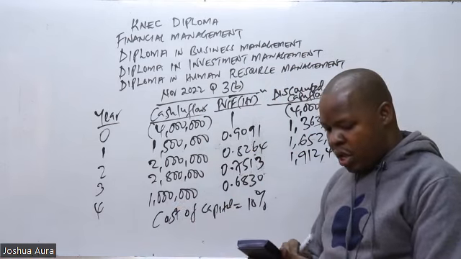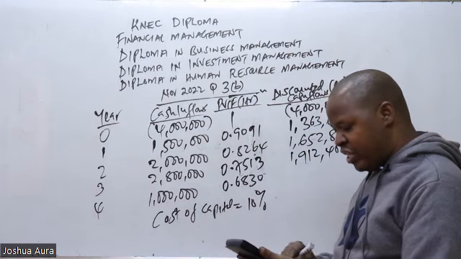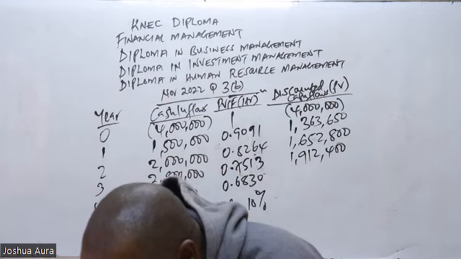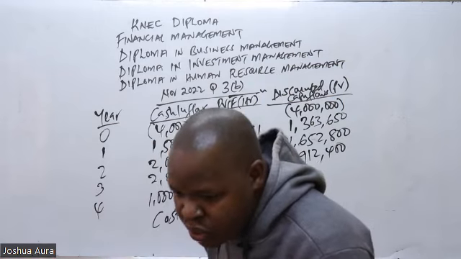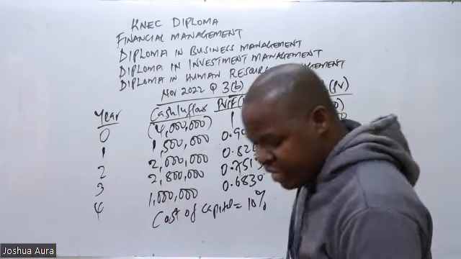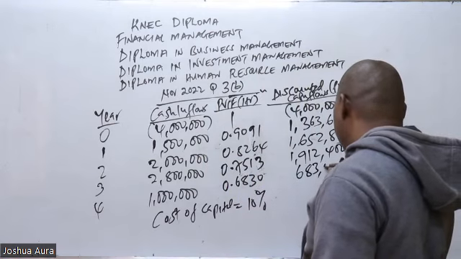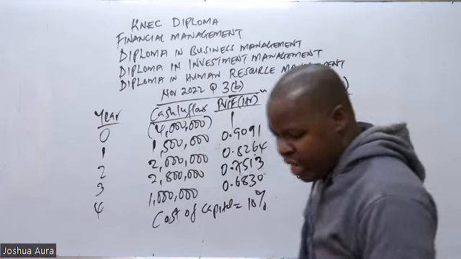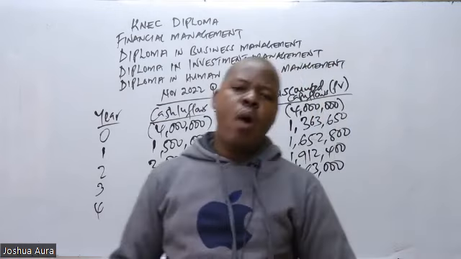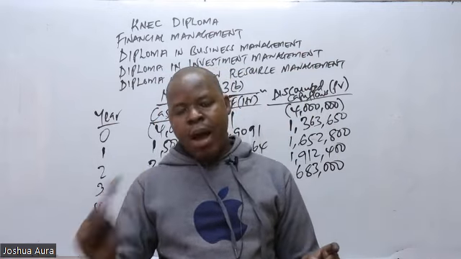And what about the last year, which is year 4? You will take 1 million times 0.6830. What are you getting? We are getting 683,000.